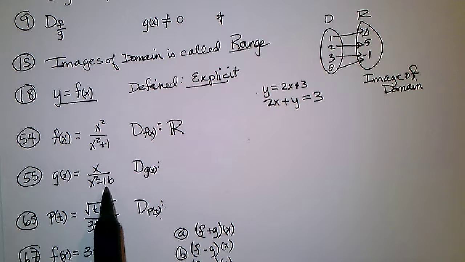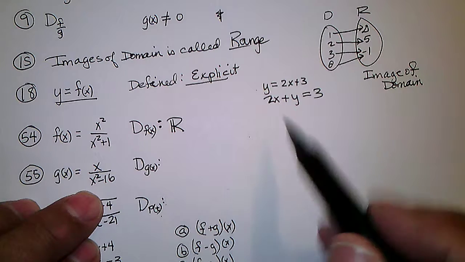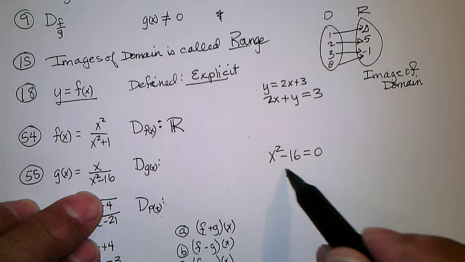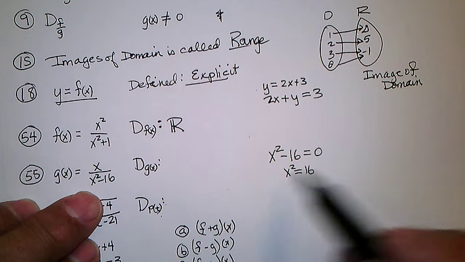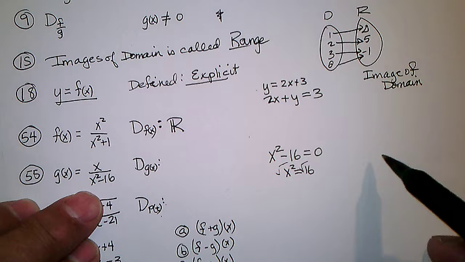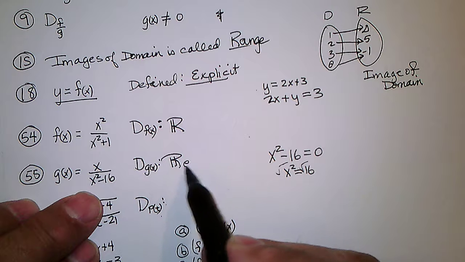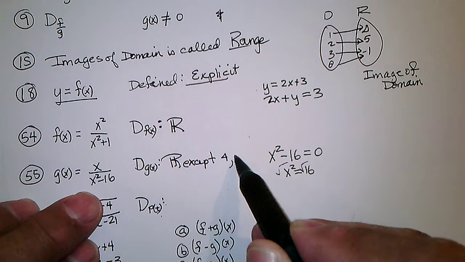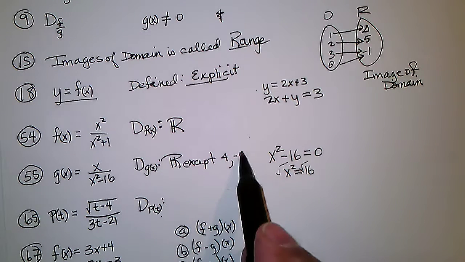Now for this one, same problem. I don't care if the numerator is 0. I just worry about the denominator because there's no division by 0. Is there anything that would make x squared minus 16 equals 0? Well, if I add 16 to both sides, I get x squared equals 16, and then I take the square root. And we have to remember when we take the square root of both sides that we always have to do plus or minus. So the domain would be all reals except 4 or -4. Can't use those two. Any number except 4 or -4.